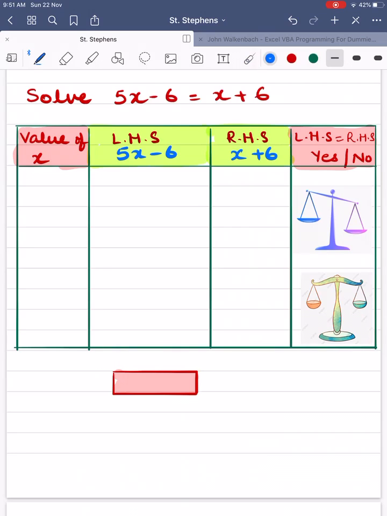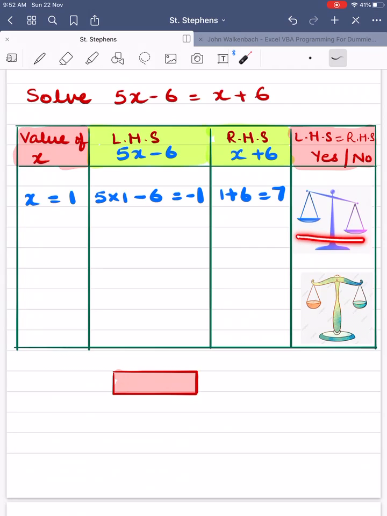So let's substitute x is equal to 1 in the left hand side. So we have 5 into 1 minus 6. Now 5 into 1 is 5. So 5 minus 6 is equal to minus 1. Now let's substitute 1 in the right hand side. So we get 1 plus 6 is equal to 7. So here the left hand side is less than the right hand side.